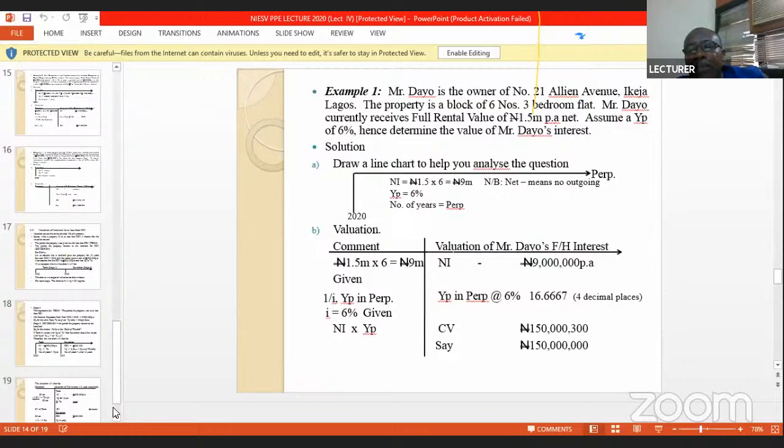Whenever you are given a problem, don't rush into the solution. Try to understand the problem first. It is when you have understood the problem that you will try to dabble into it. And the first port of call, I need you to write it down: whose interest am I valuing?